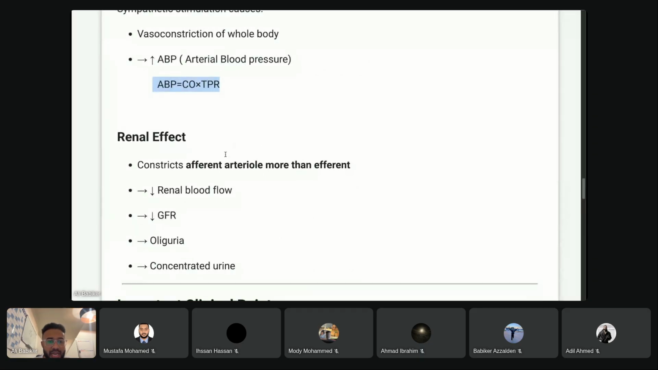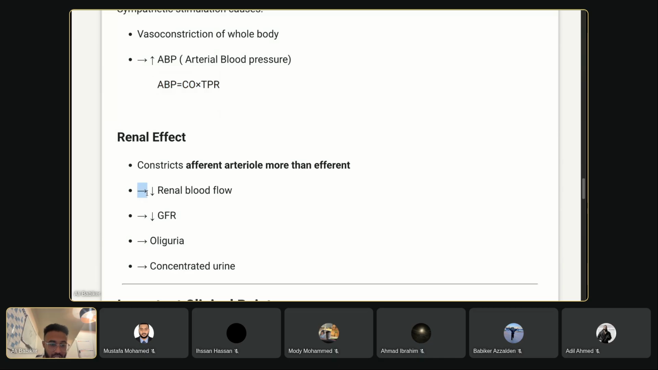All right. Renal effect, we're still speaking about the effects of sympathetic stimulation. Constricting the afferent arteriole more than the efferent. Mustafa, this means it leads to, okay? Don't confuse it like earlier. A decrease in renal blood flow. This will also lead to decreasing glomerular filtration rate, oliguria, and concentrated urine.